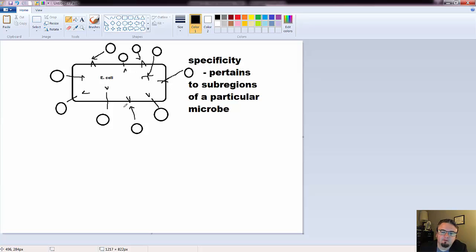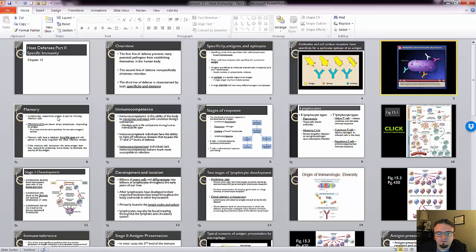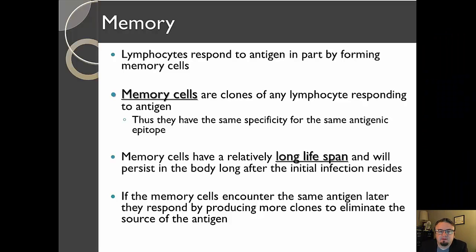But the more the better, and the more effective your immune system will become. So hopefully this is making sense so far here. So specificity goes back to lock and key, and it really pertains to the key subregions of a microbe referred to as the antigen and the epitopes, of which a single microbe could literally have hundreds, if not thousands.